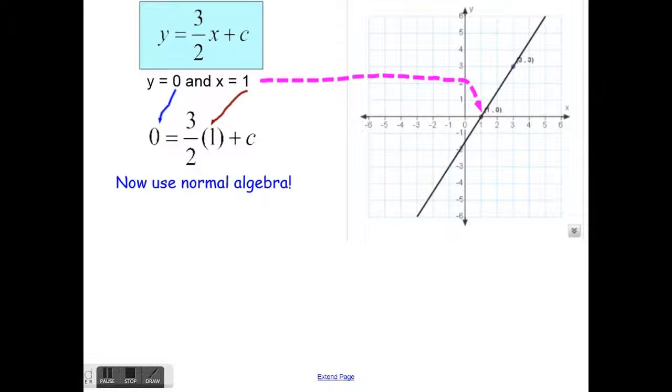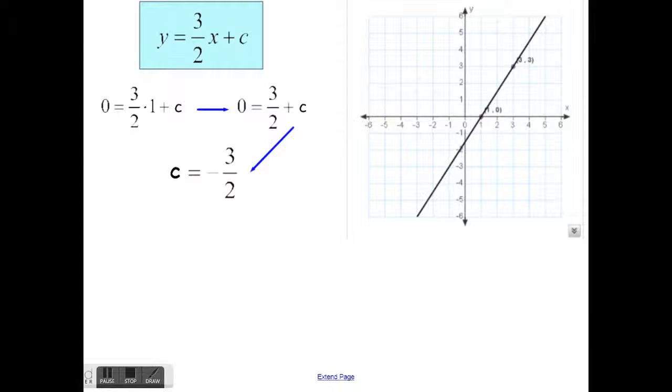So 0 = 3/2 × 1 + c. So I've gotten rid of x and y. Now the only letter I have left is c, so I can solve that using normal algebra. We're good so far? So, just solve that. 3 over 2 times 1 is 3 over 2.